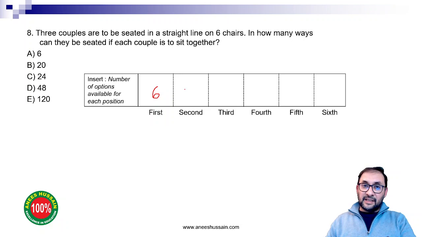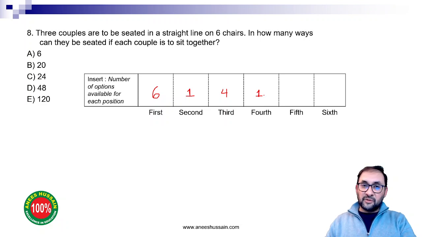On the second seat, however, you can only have the partner of the first person. The first person is obviously going to have only one partner, so you just put 1 here. Then in the third seat, now you're free to put whoever you like. We've used 2 people so far out of 6 people, so we have 4 people left over. So in the third seat, I have 4 options. In the fourth seat, I can only put the partner of the person who I put in the third seat. So that's going to be 1 option only.